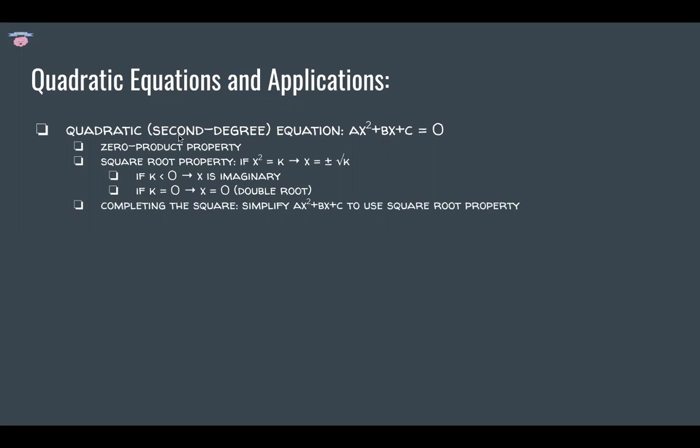Completing the square, you simplify ax squared plus bx plus c to use the square root property. So in this case, how do you complete the square? Well, I'll just show you on the board. First, you take the c to the other side. So we have ax squared plus bx is equal to negative c.